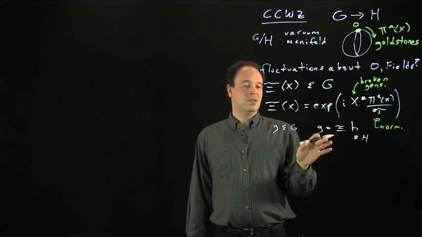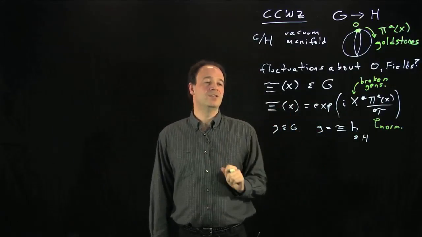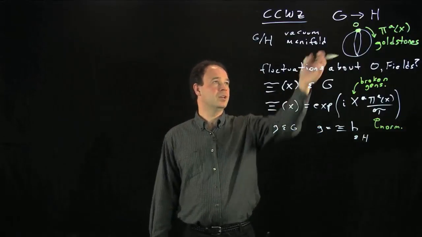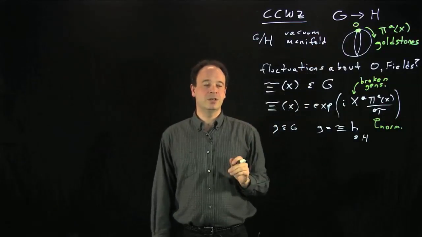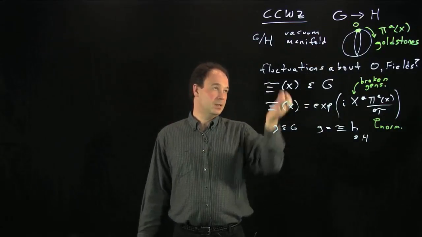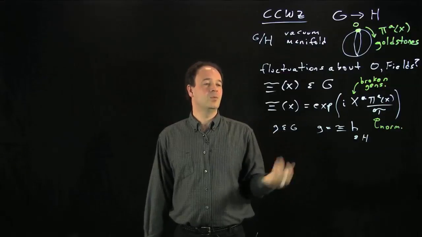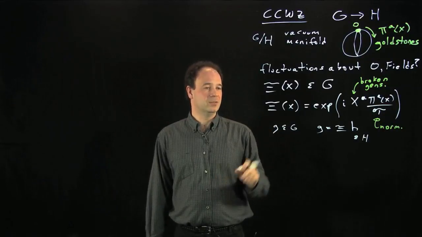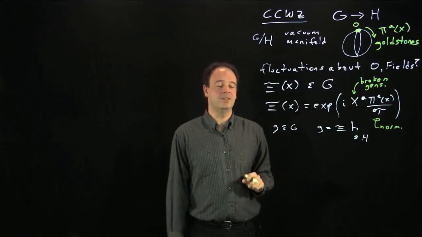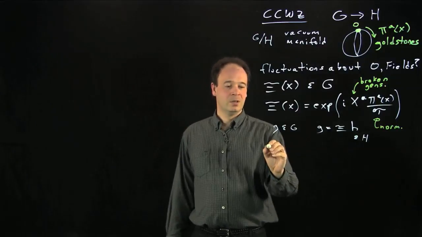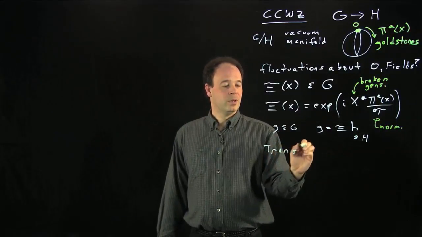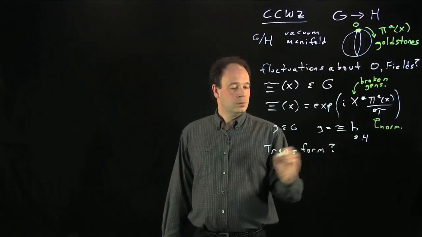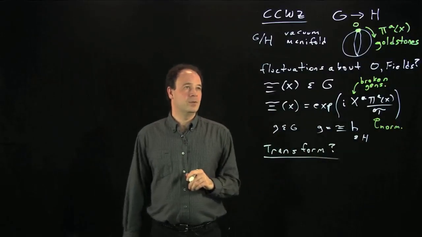And so the question that we have to address is, how does this guy transform? Because really all we know with this symmetry breaking structure is the transformation properties. That's what we're going to use to construct our Lagrangian. So we really care about how does this cascade field transform. Okay, so let's answer that question.